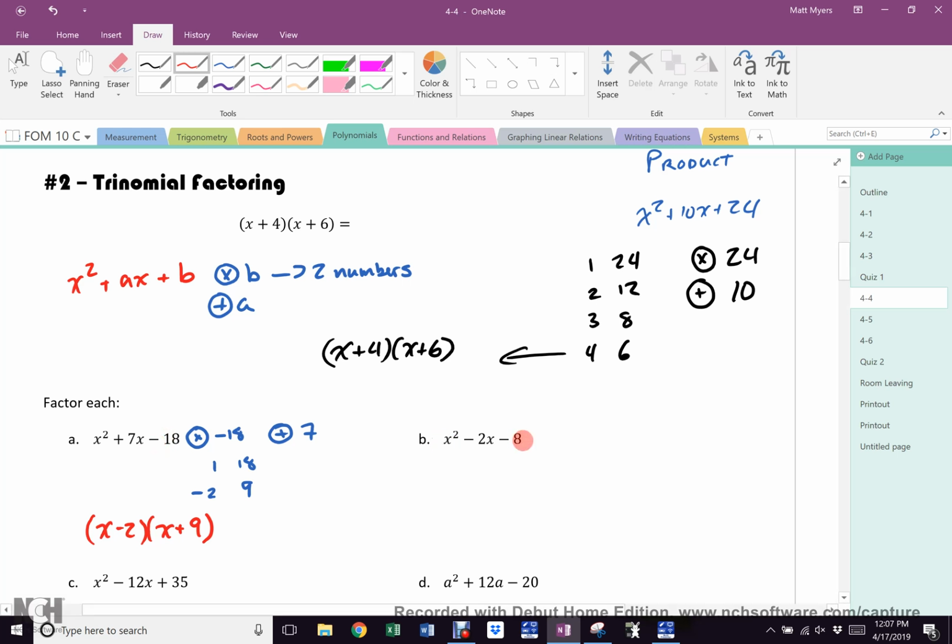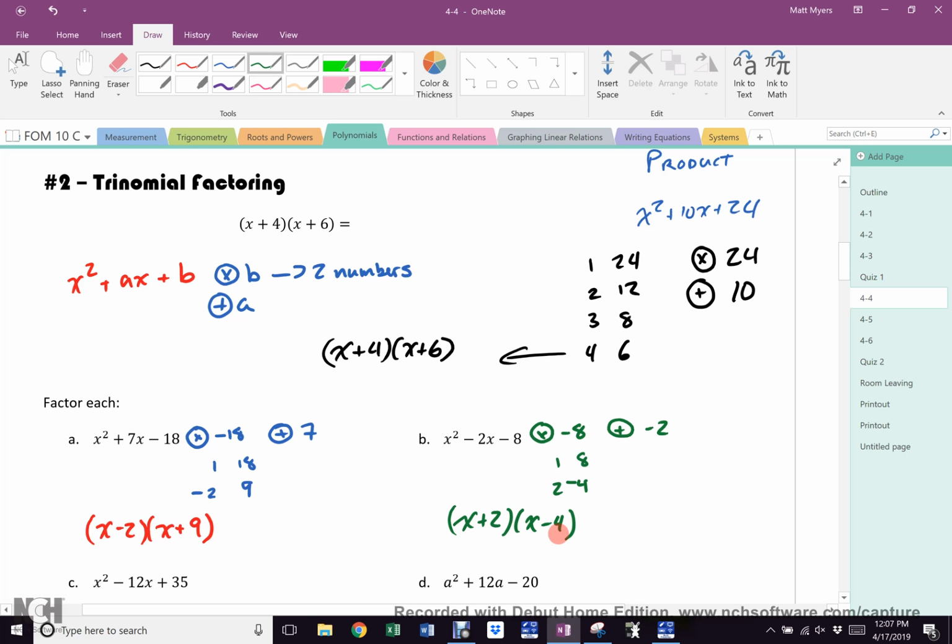So let's look at this one. What must I multiply to? Negative 8. What must I add to? Negative 2. Is it 1 and 8? No. Is it 2 and 4? Yes. 2 minus 4 is negative 2, correct? So my answer is x plus 2, x minus 4.